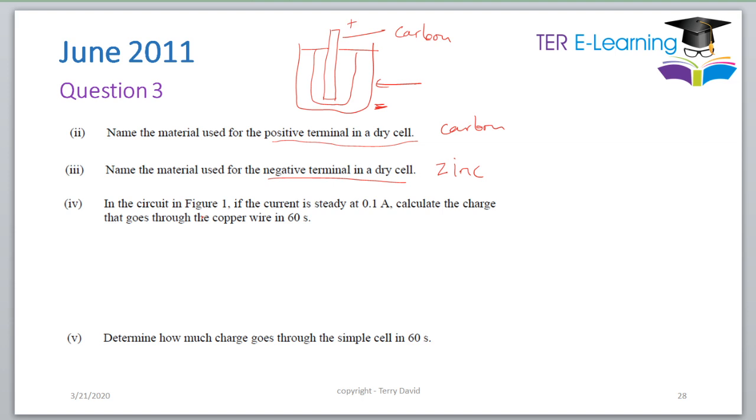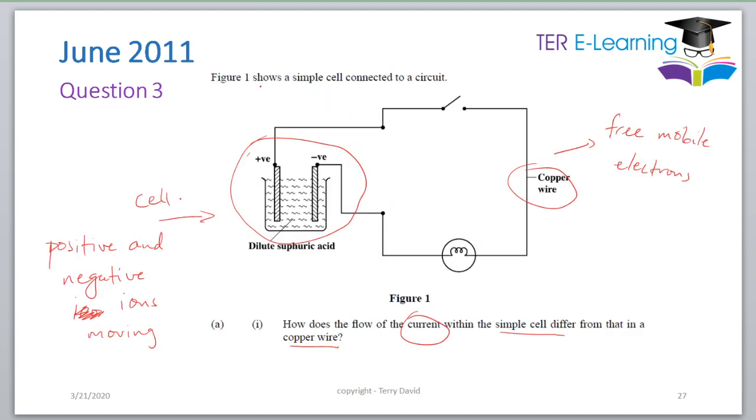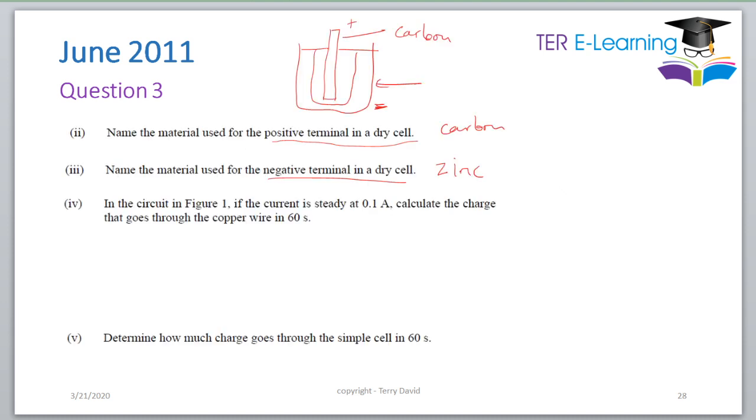So let's do part 4 now. In the circuit, so we're going back to the circuit now. That part of the question had nothing to do with the circuit, but we're going back to it. So according to this diagram, they said if the current is steady at 0.1 amp, calculate the charge that goes through in 60 seconds.